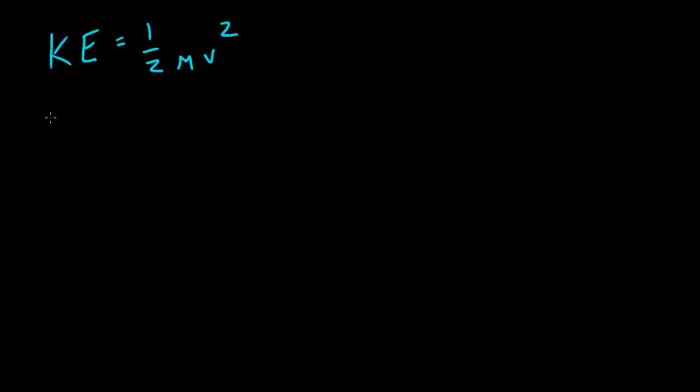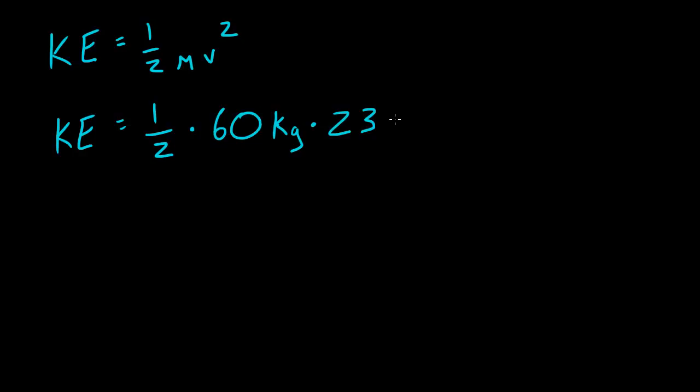So let's go ahead and take a look at an example. Say that, I don't know, what can my example be? A dude running across the street or something. So the first thing we do is we take 1/2 because that's the constant. We always need that. After that, you multiply it by the mass of an object. Now, the mass of me is probably 60 kilograms or somewhere around that. Now, say that I was traveling at a rate of 23 meters per second.